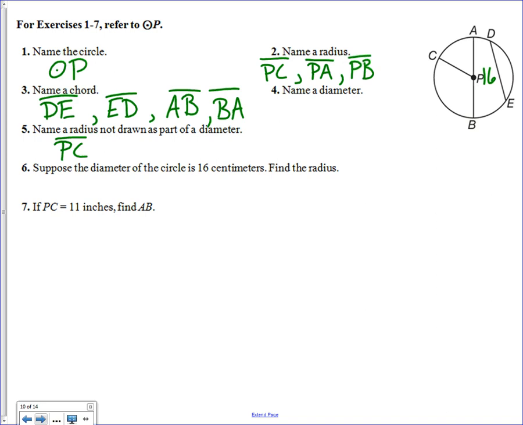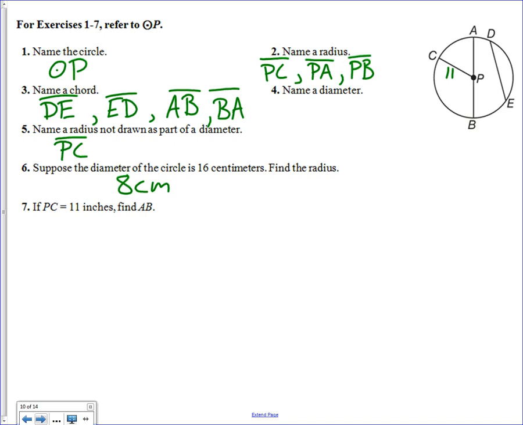Find the radius. When it says find the radius here, it doesn't mean to name a radius. It means to find the length of a radius. And we know the radius is half the diameter. So the answer would be 8 centimeters because 8 is half of 16. Number 7 is a similar question. Here it says that PC is 11.